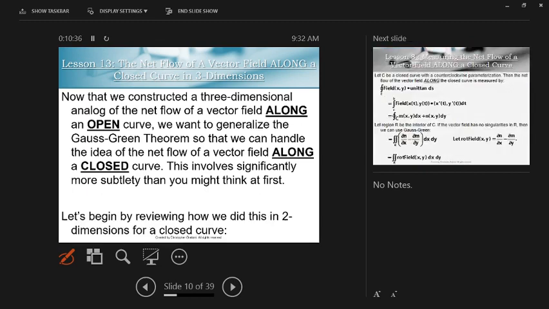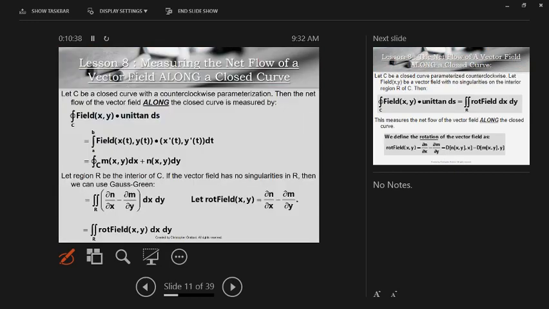So anyway, let's look back in time real quickly. Here's a previous chapter where we were measuring the net flow of a vector field along a closed curve in two-dimensional space. And remember, we had choices. The whole point of the Gauss-Green theorem was to have two options. Either we could do the path integral along the boundary, or we could do the double integral over the interior.